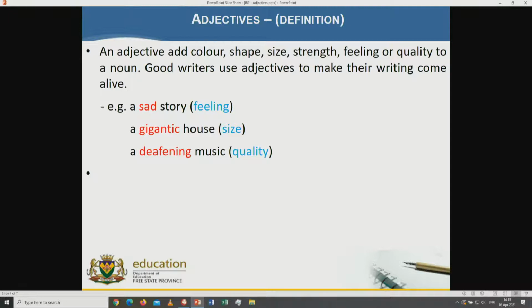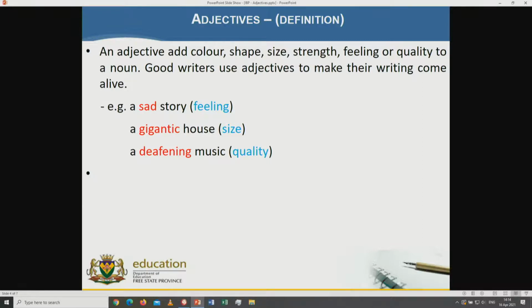Now, let's look at the kinds of adjectives. We have been speaking about adjectives, but it's also important for us to note that adjectives have kinds. We've got different kinds of adjectives. Can you think of any, the grade 7s? I'm listening. Can you think of any? Write them down and show them to your peer. Write any kind of adjective that you know.